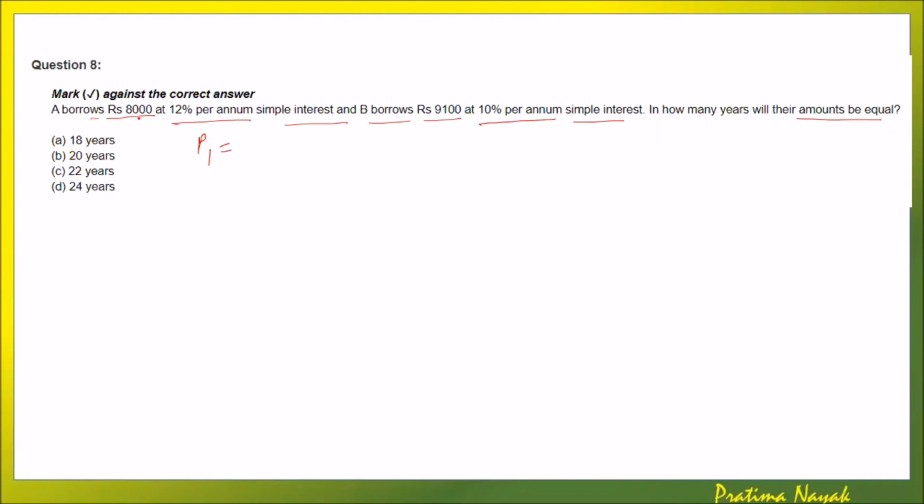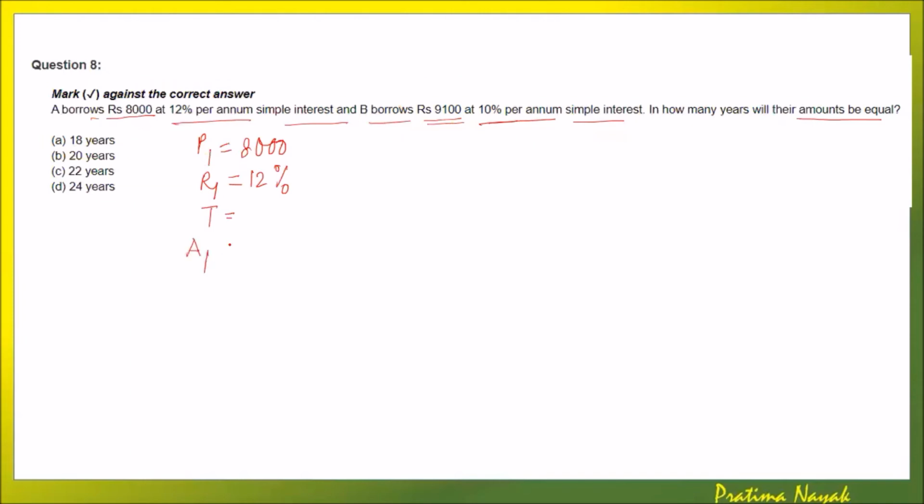A has borrowed 8,000 rupees at a rate of 12% and B borrows 9,100 at 10% per annum. In how many years will these two amounts be equal? So P1 is equal to 8,000 and R1 is equal to 12%. Time is the same for both. Then what will the amount be?